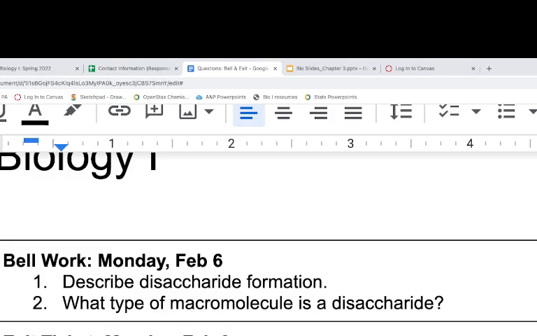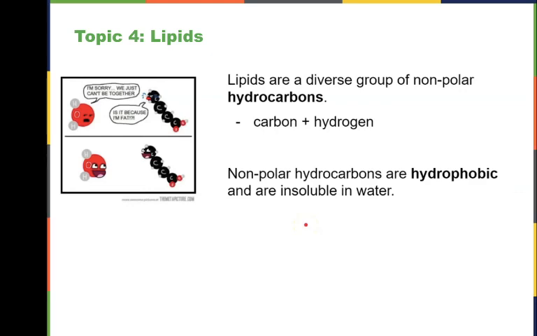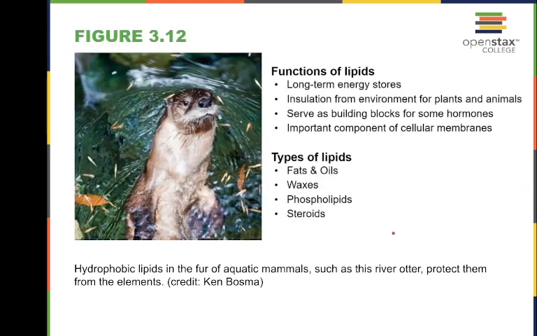Lipids are another type of macromolecule, and they are a diverse group of nonpolar hydrocarbons consisting of carbon and hydrogen molecules. Nonpolar hydrocarbons are hydrophobic and are insoluble in water, where hydro means water and phobic means fearing. So these types of molecules do not like water. They are insoluble in water, and they actually will repel water when water is near them. So all lipids have this property.